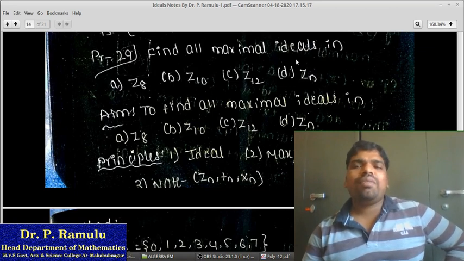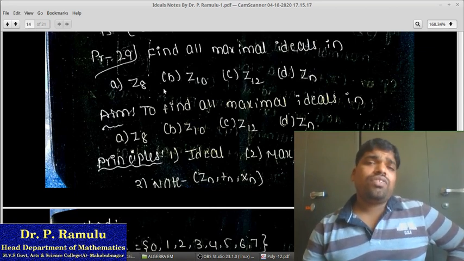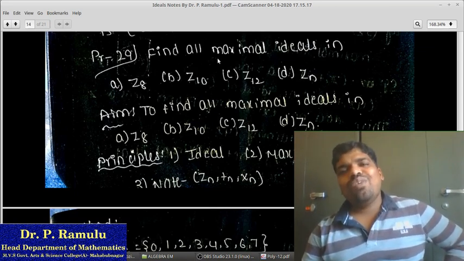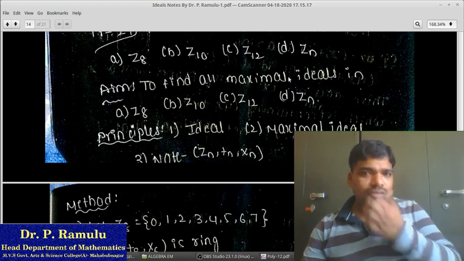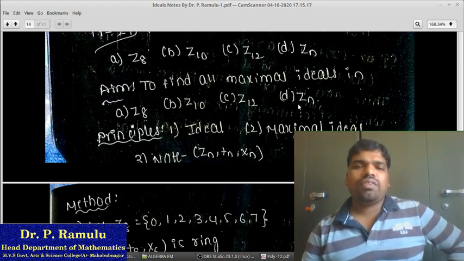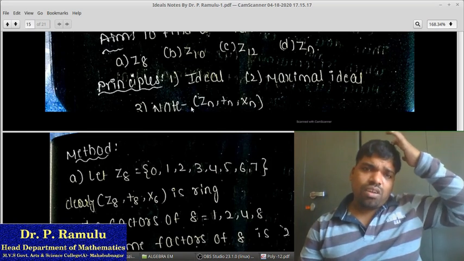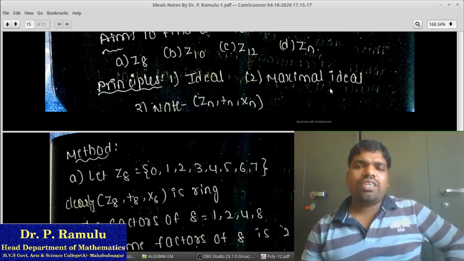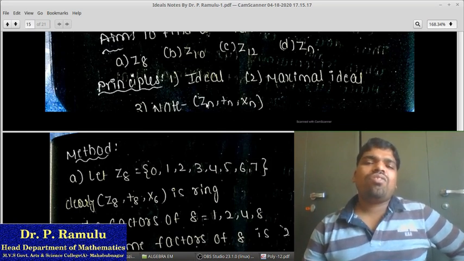Problem 29: Find all maximal ideals in Z8, Z10, Z12, Zn. The principle here is ideals and maximal ideals. Note, just now we wrote something: the maximal ideal of Zn with addition modulo n and multiplication modulo n is generator d, where d is a prime factor of n.